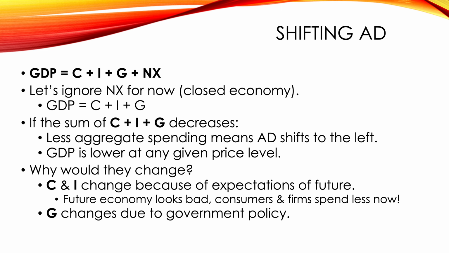That's what would shift an aggregate demand curve. So if C plus I plus G increases, that's going to be a shift to the right. If it decreases, that's going to be a shift to the left. And those are some basics about aggregate demand.